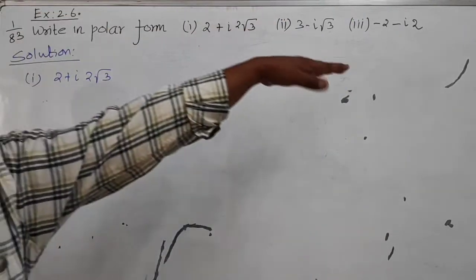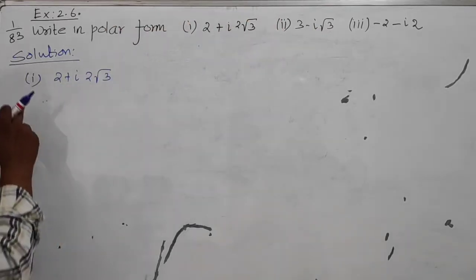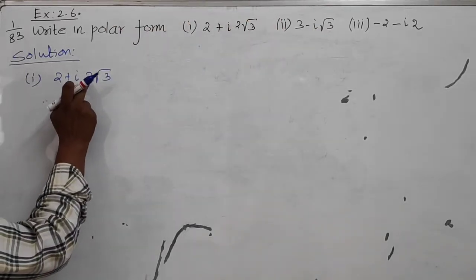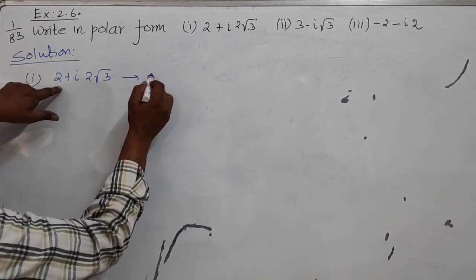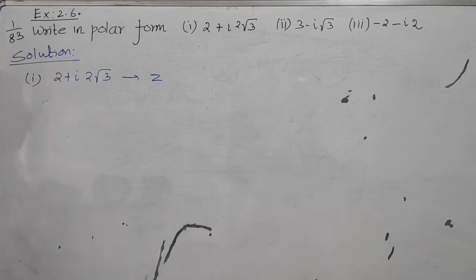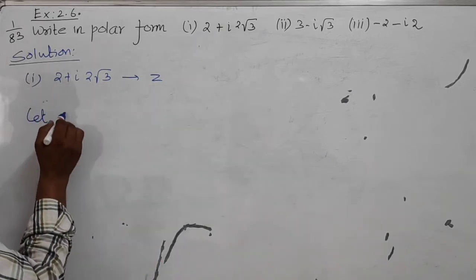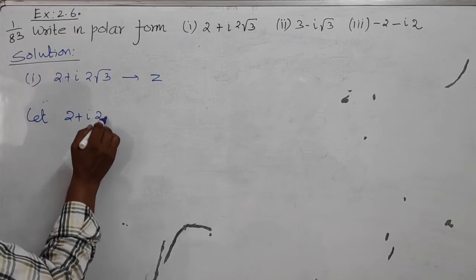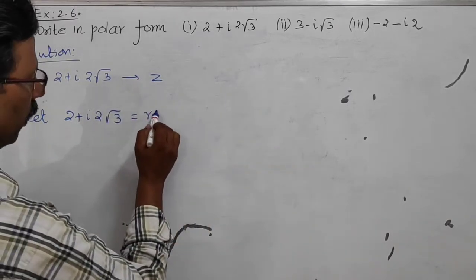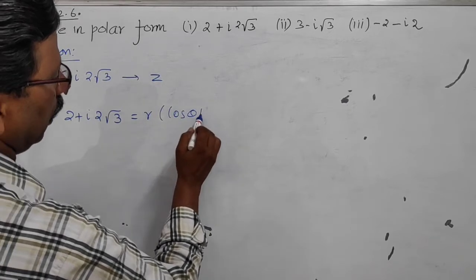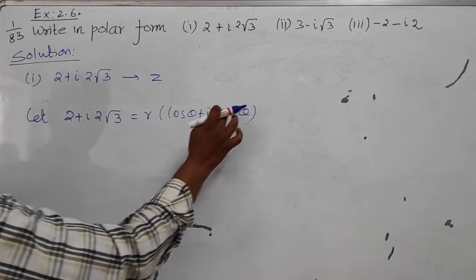Here 4 subdivisions are given, I have done only 3 subdivisions. After completing this, I will write the fourth one. The first subdivision is 2 plus i 2 root 3. We have to convert this complex number, which you can consider as z, into polar form. Let 2 plus i 2 root 3 be equal to r into cos theta plus i sin theta, the corresponding polar form.